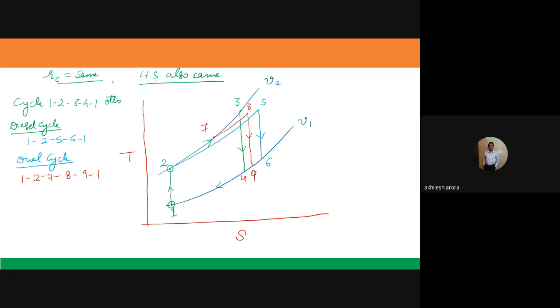I said that the compression ratio is same. This is the first thing. Then I said the heat supplied should also be same. So I started with the Otto cycle.